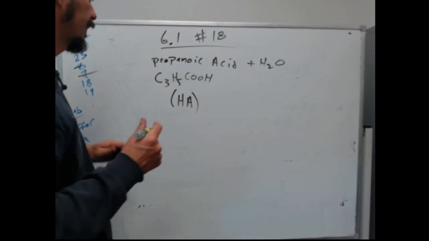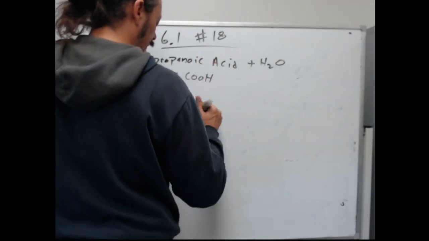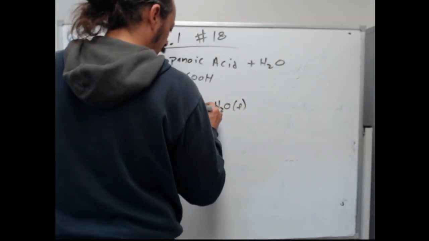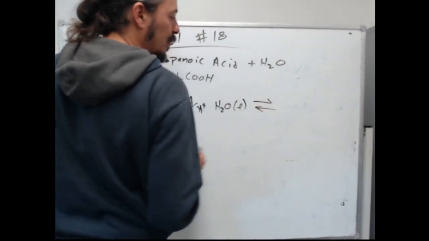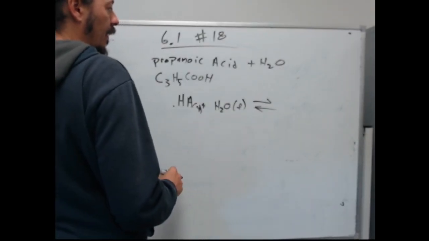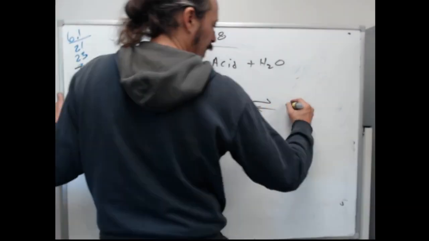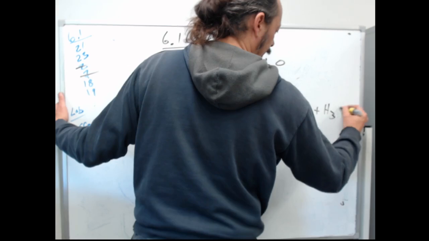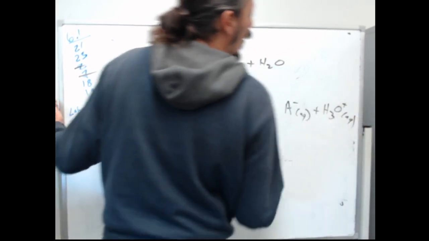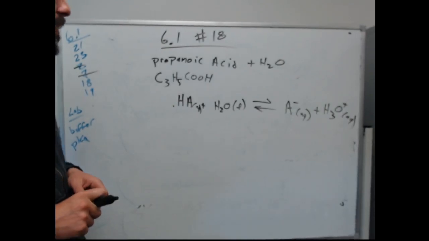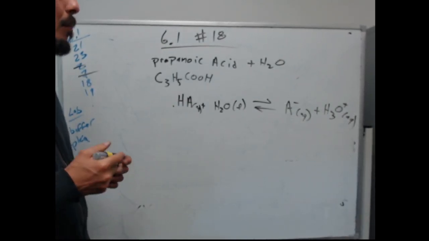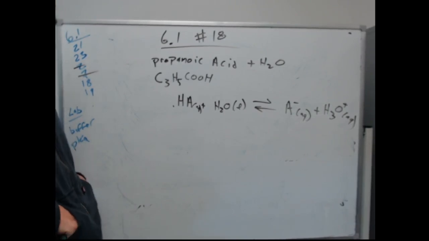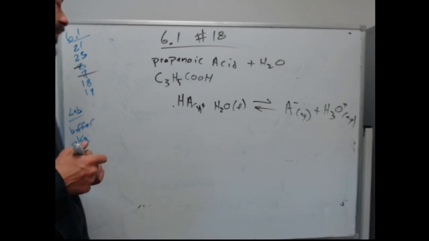HA aqueous plus H2O liquid goes to, with the two arrows, always two arrows now, A minus aqueous plus H3O plus aqueous. Great. Now, I'm okay using HA and A minus, but if we're going to use them, we should always define what we are calling HA and A minus.